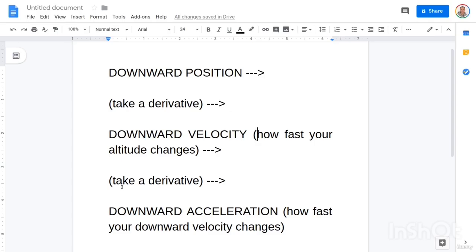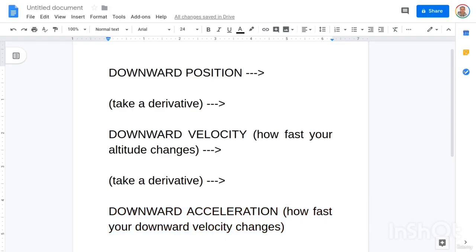However, if you take another derivative of this function, then you will get a third function, and the third function will describe your downward acceleration. In other words, how fast your downward velocity changes. So here's how fast your altitude changes. But if you take a derivative for the second time, then you will get a downward acceleration function.